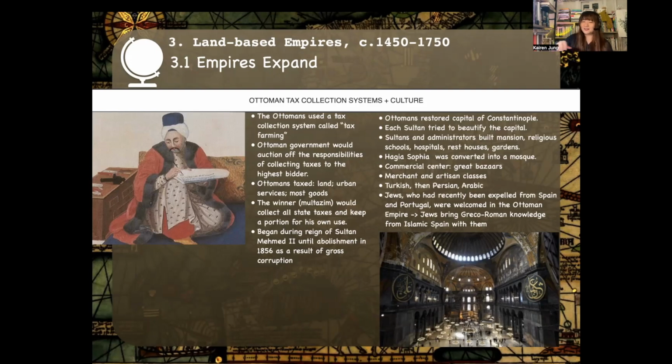You had a commercial center with great bazaars, merchant and artisan classes, Turkish, then Persian, then Arabic. The language shifted, but Jews who had recently been expelled from Spain and Portugal were welcomed in the Ottoman Empire, and the Jews brought Greco-Roman knowledge from Islamic Spain with them.